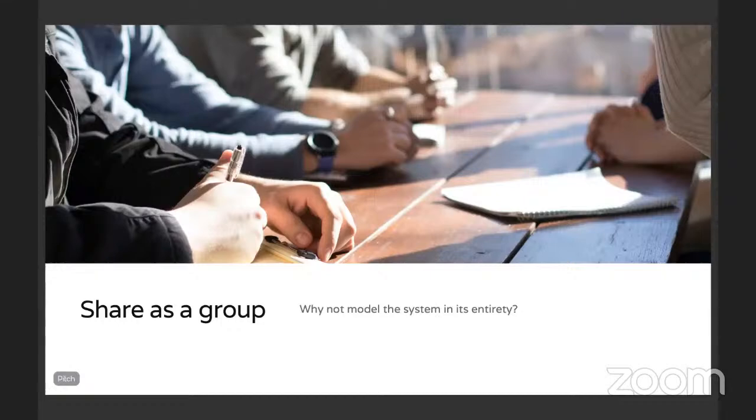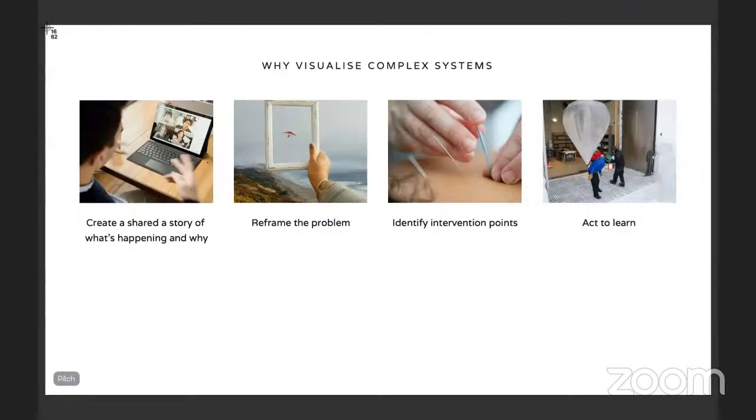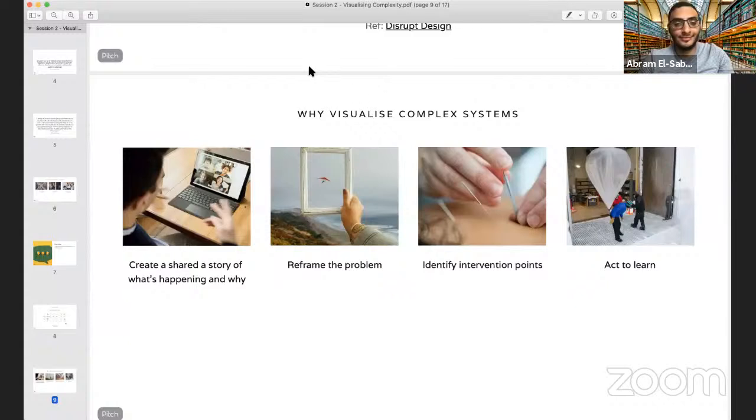Hey, Abram, could you go to the previous slide? Yeah. Do you want me to paste it in Miro? Yeah. Why not? I'll do it for you. Awesome. Thank you.